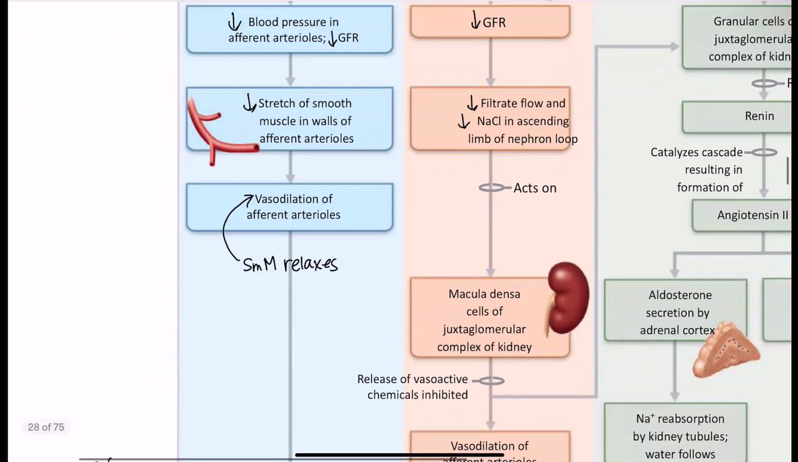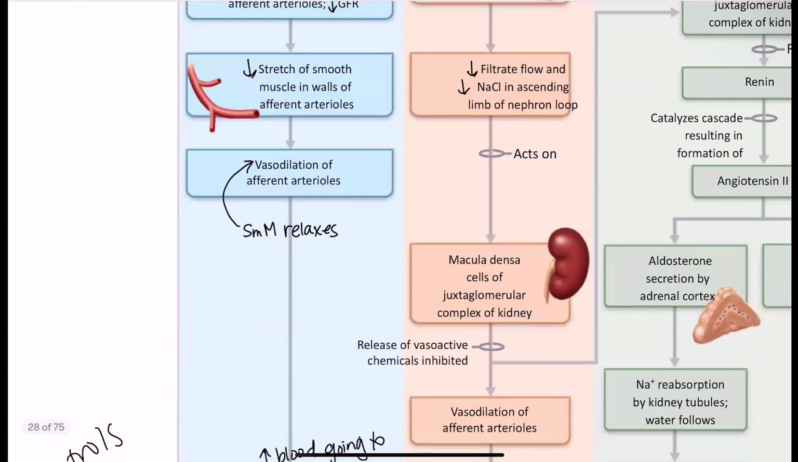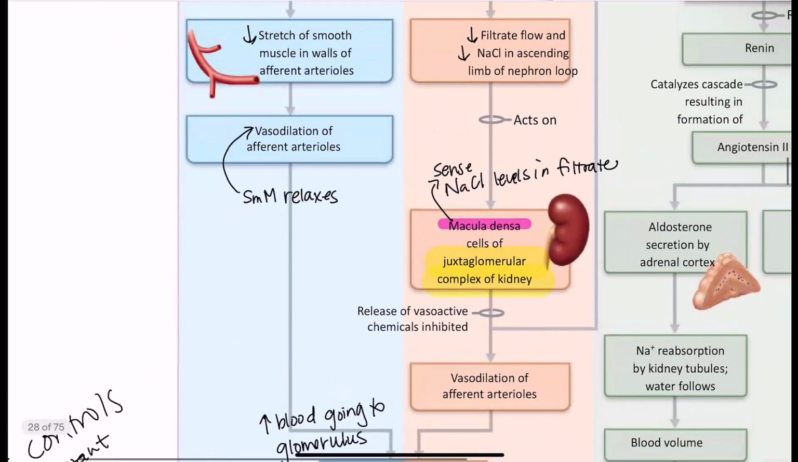We know that we have cells in the juxtaglomerular complex, the JG complex. I'm going to highlight that one. And in the juxtaglomerular complex, we have these cells. I'm going to highlight them in pink. They're called macula densa cells. Macula densa cells sense sodium chloride levels in the filtrate. If sodium chloride levels fall because there's less filtrate, right?